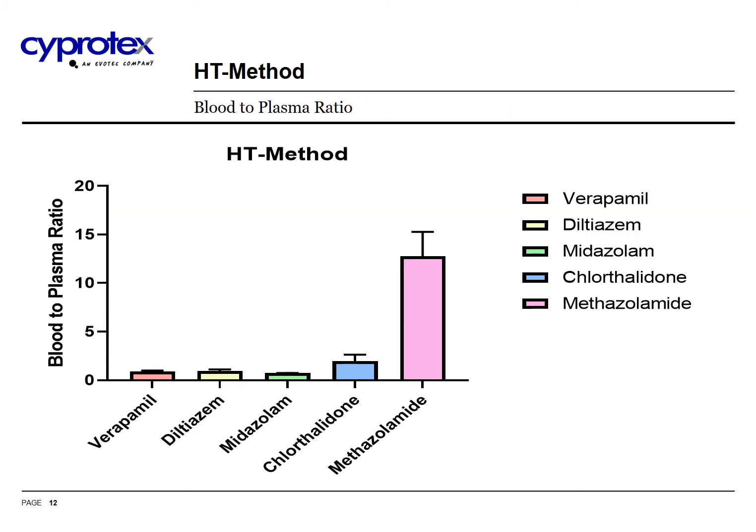The graph illustrates the inter-assay reproducibility of the blood to plasma ratio values for the listed compounds. Verapamil, diltiazem, midazolam are considered to be negative controls or low partitioning compounds, whereas chlorthalidone and methazolamide are considered positive controls. Chlorthalidone was found to be a poor positive control owing to its low observed blood to plasma ratio and moderate variability, which was also observed in manual assay. Methazolamide was found to be a better positive control.